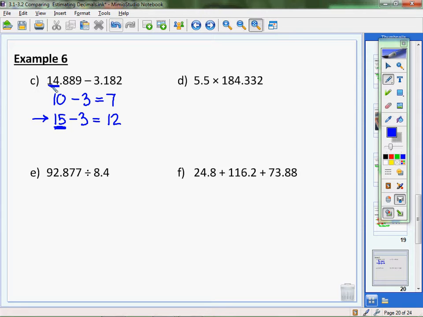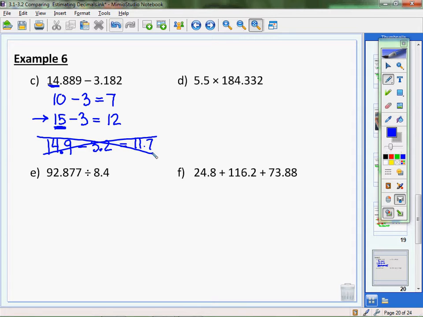What I don't recommend is keeping decimals in your problem. I would not recommend doing 14 and 9/10 minus 3 and 2/10. Maybe you can do it, you get 11 and 7/10. But that one is not really quite so easy. And remember that the purpose of estimation is to make the problem easier. All right, part D.